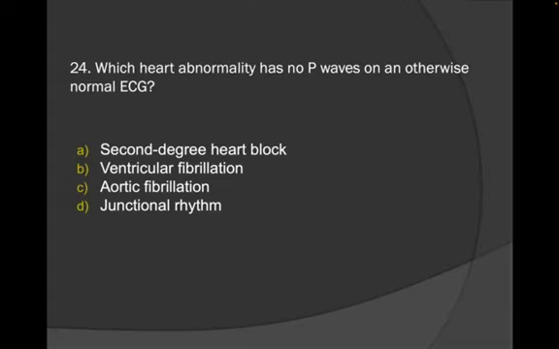Which heart abnormality has no P waves, which otherwise we see in a normal ECG? No P waves. Junctional rhythm, no P waves. Yep.